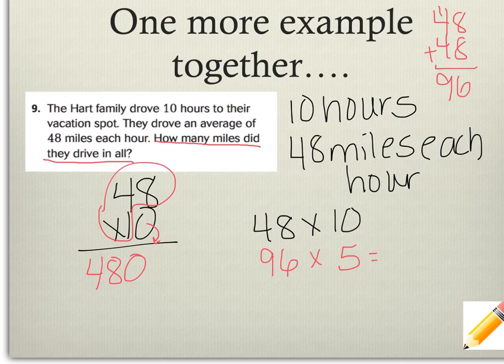I know how to solve 96 times 5 because I've already done single-digit multiplication. So 96 times 5, 5 times 6 is 30, and then 5 times 9 is 45, plus 3 is 48, giving me an answer of 480.